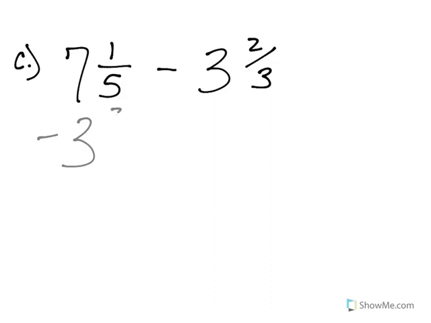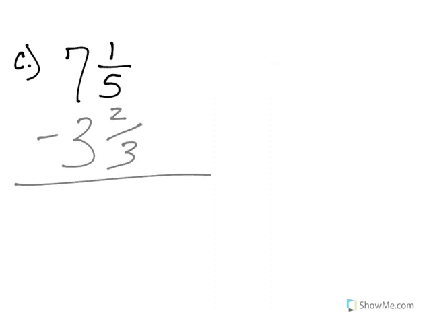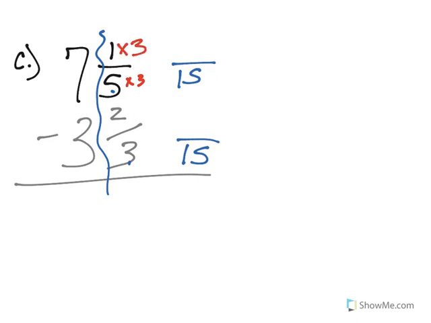All right, so 7 1/5 minus 3 2/3. First things first, 5 and 3 are not the same. So 5 and 3 both go into 15. So I'm going to change to a common denominator of 15. In my top fraction, 5 times 3 is 15. So 1 times 3 is 3. In the bottom fraction, 3 times 5 is 15, and 2 times 5 is 10.